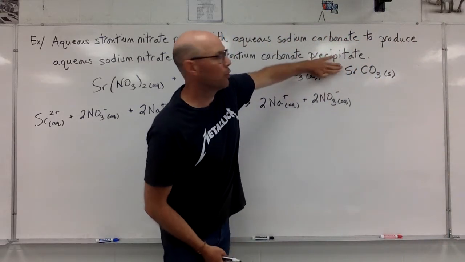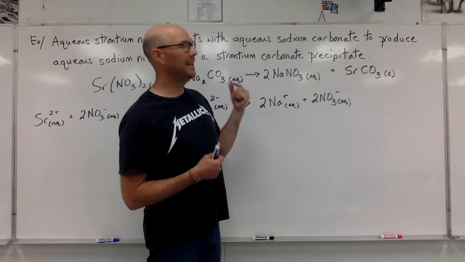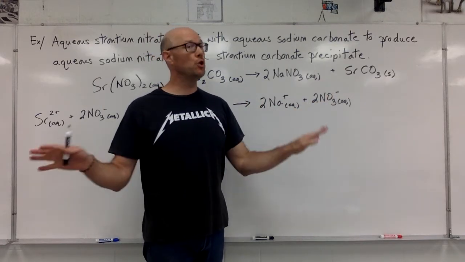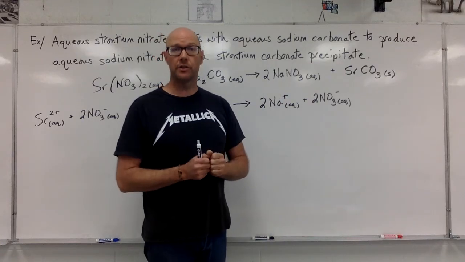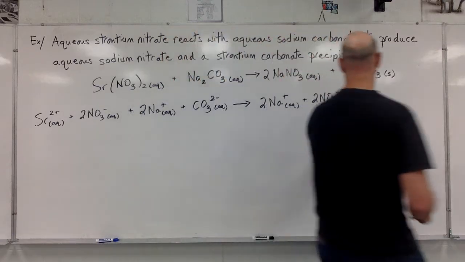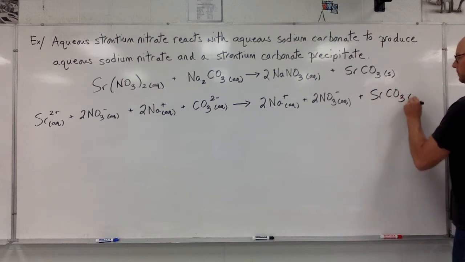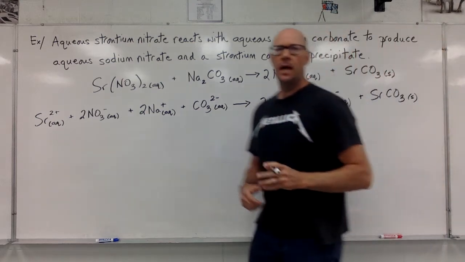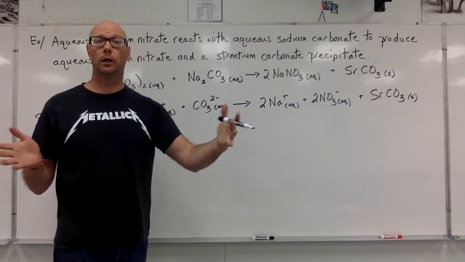Finally, I have strontium carbonate solid. This precipitate formed is a solid. Solids do not dissociate. So I'm not going to separate this into its ions. I'm just going to recopy this solid into the next line. This middle line is what we call the total ionic equation. It can get quite long.